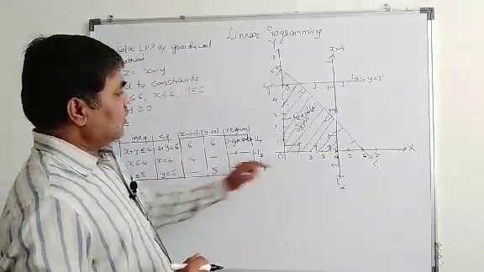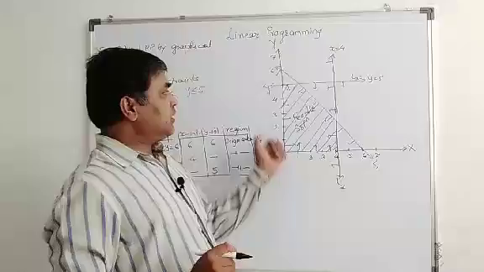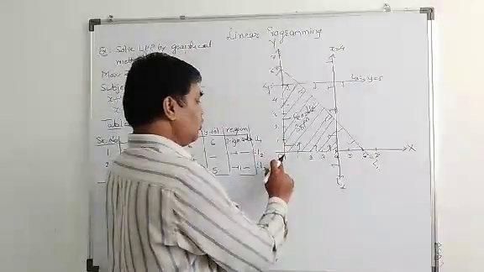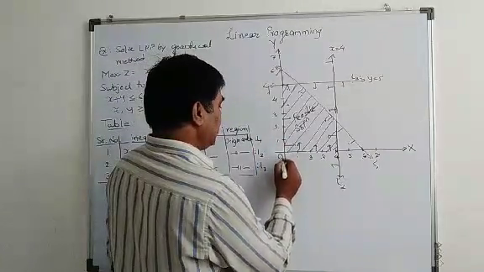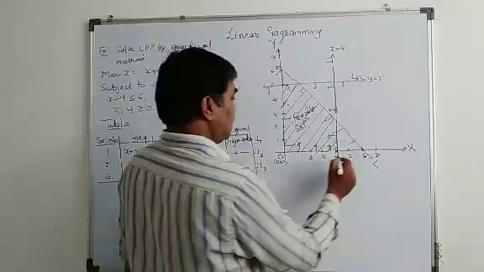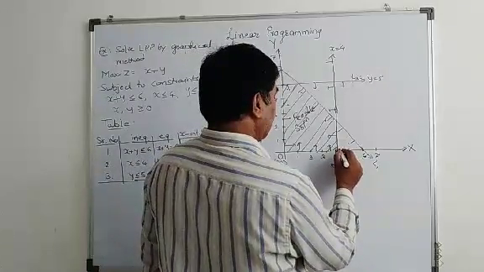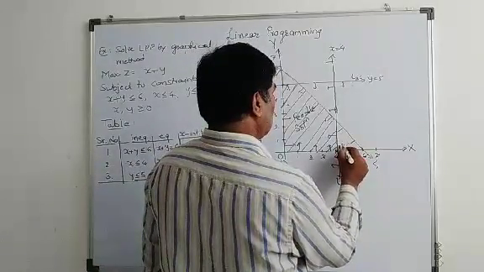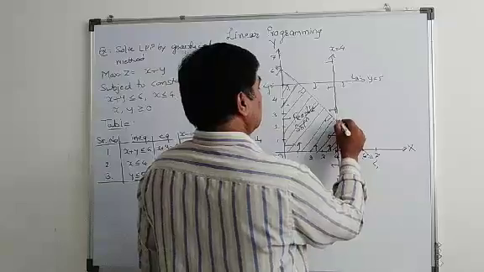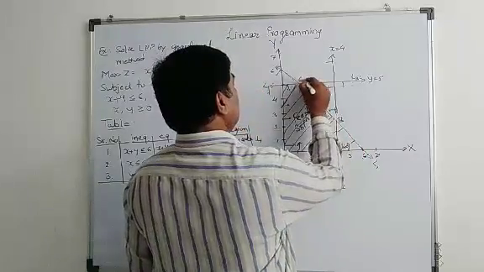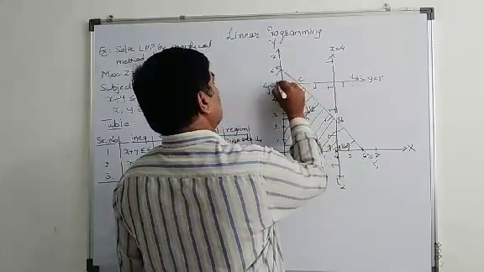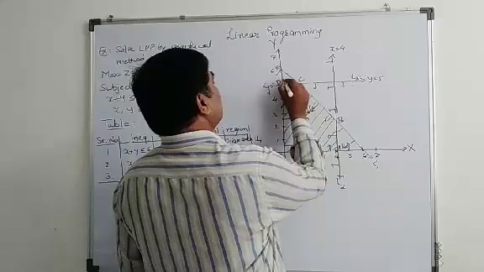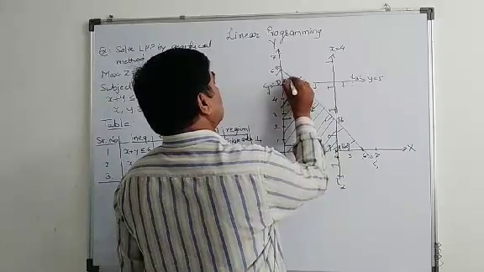Now we'll name the corner points of the feasible solution region. This is O, that is the 0, 0 point. This is my A. This is 4, 0. This is my B. This is C, and this is D point. D lies on the y axis, so its coordinates are 0, 5.